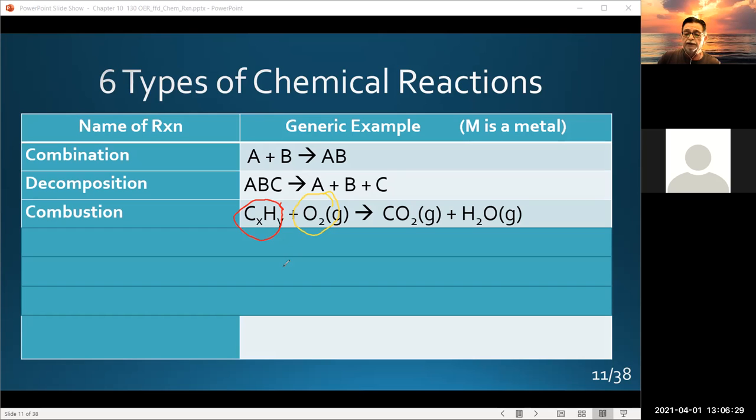But in the process of combustion of a hydrocarbon, you get, for Chem-130, only 2 products, and that is carbon dioxide and water. Those are the only 2 products that you're going to get.